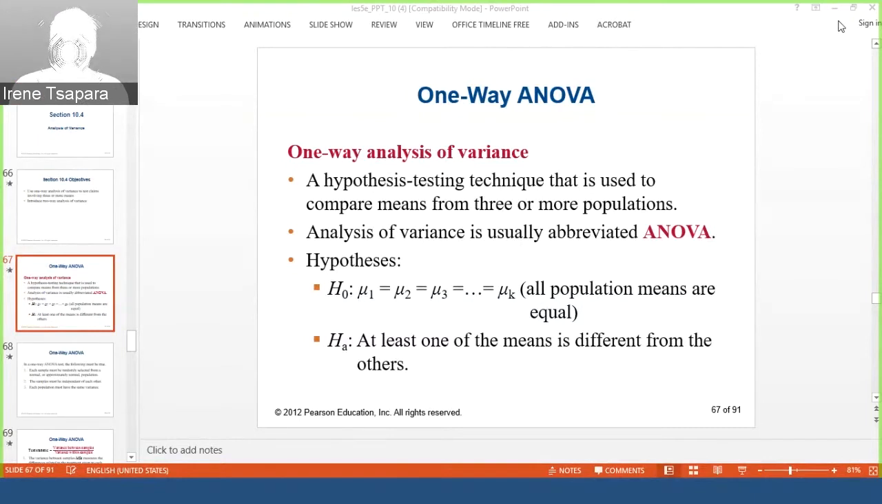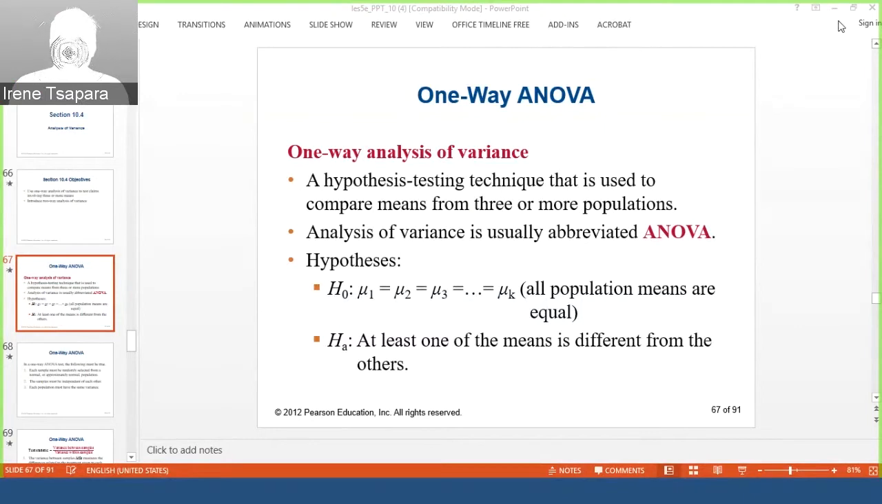The hypothesis, depending on the claim that we have, will be again a pair of hypotheses, the null hypothesis and the alternative hypothesis. The null hypothesis will always be the same, considering that the means of the populations are equal, while the alternative hypothesis, again, will be the same for all tests, and it will be simple. What the alternative hypothesis says is that at least one of the means is different from the others.